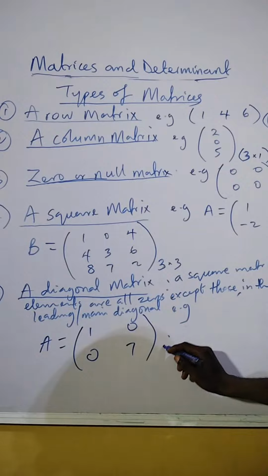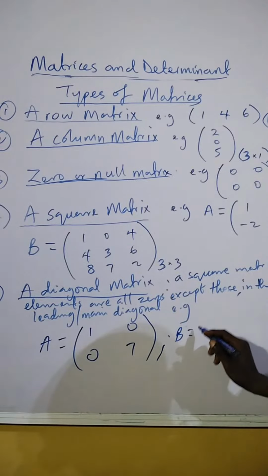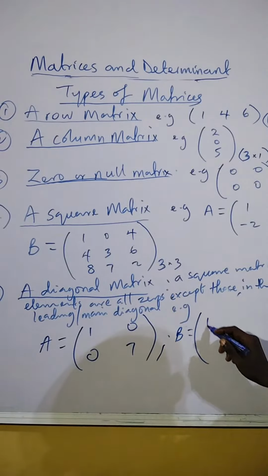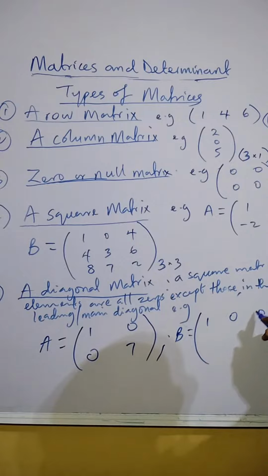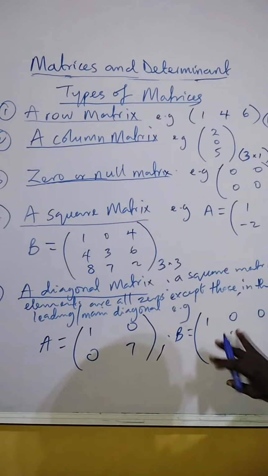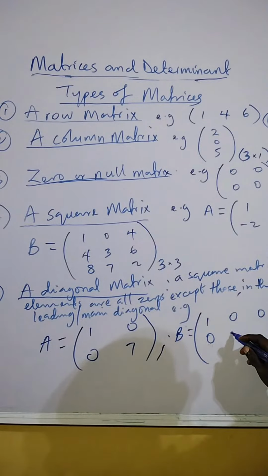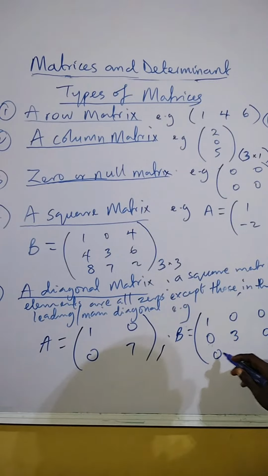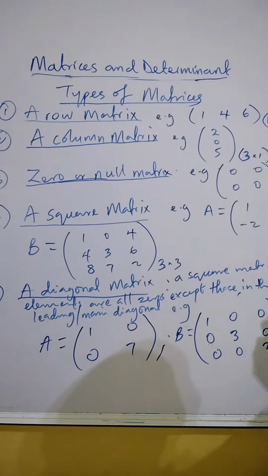So another example, that matrix B now can turn to 1, 0, 0, 4. Sorry, 4 now, that will be 0. So 0, 3, 0, 0, 0, 2. So the only diagonal that has elements is the leading diagonal or the main diagonal. So this is a perfect example of a diagonal matrix.